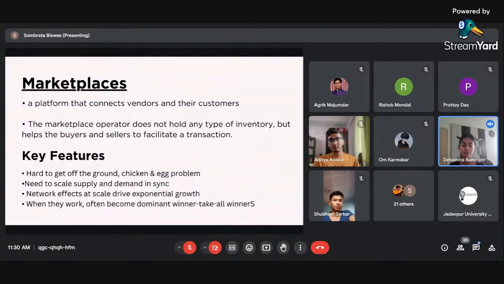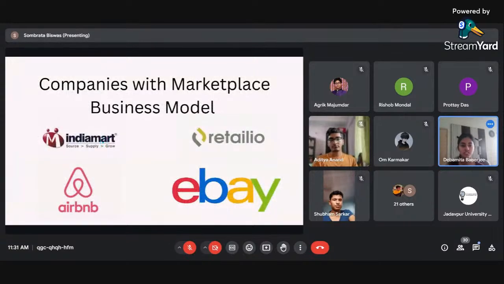So network effects are a big business problem that I think any of you, whether you build your own business or get into product, should seriously think about. When they work, they often become dominant, winner-take-all. Again, when they work, it means that network effects are going well. Nobody will switch easily. So that's why marketplaces like that always win. Companies with marketplace business models, I think, like IndiaMART, Airbnb, eBay. Self-explanatory, I guess.